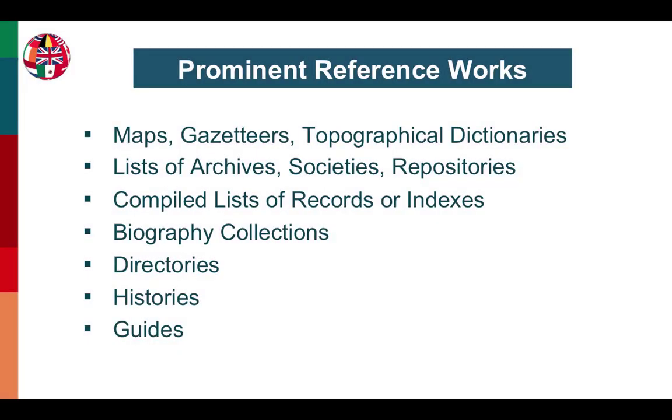All right, so what is a prominent reference work? Prominent reference works are not record sets. They're not documents per se. They are things like maps, gazetteers, topographical dictionaries, lists of archives, societies, repositories, compiled lists of records or indexes, biography collections, directories, histories, guides. They're anything that is well known in your region for making your research more effective. It's something that genealogists in that region know about and use frequently.